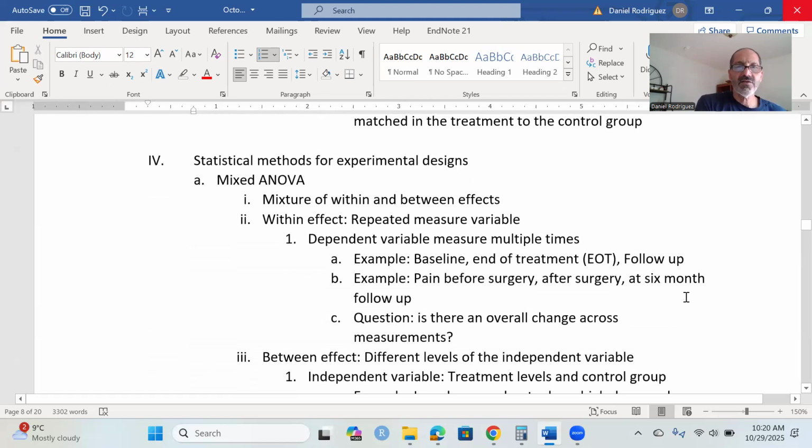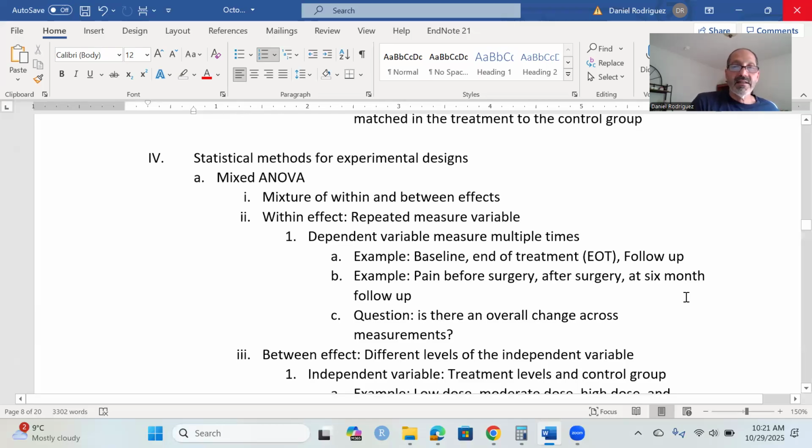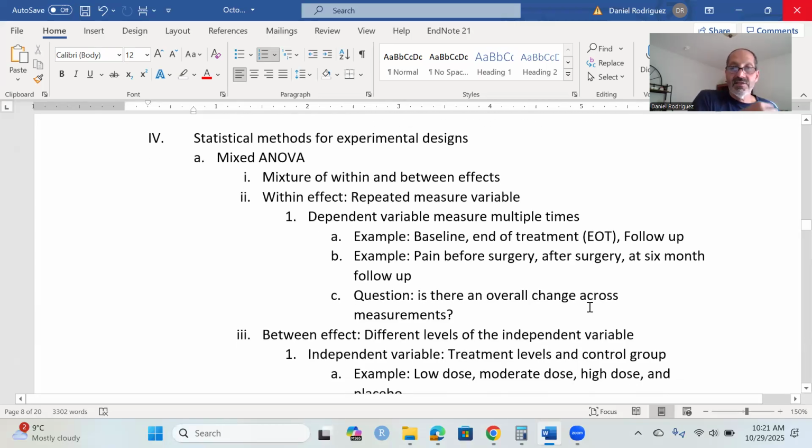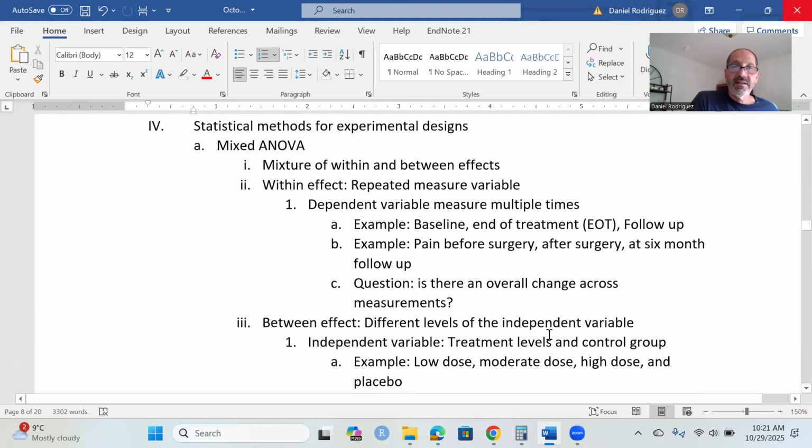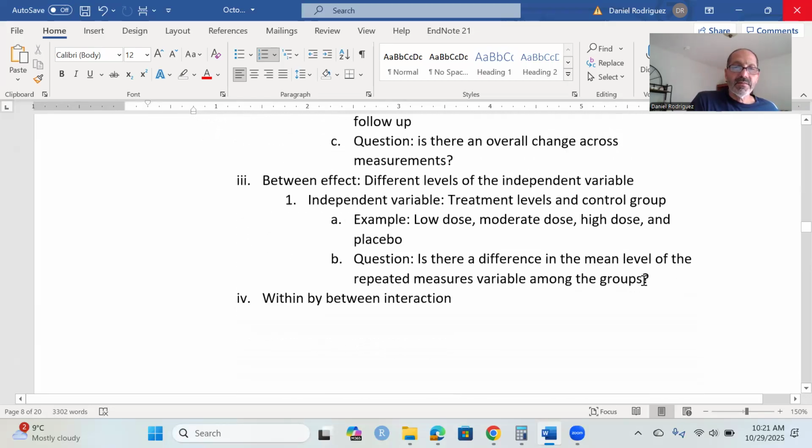Some statistical methods for experimental designs. Ideally, you'd use a mixed ANOVA, or you can have MANOVA if you have more than one dependent variable, but a mixed ANOVA because we have a mixture of repeated measure design, pre to post. And this is thinking about a nice randomized control trial. You have pre to post test, so you have this within effect, which is change within the individual from pre to post test, and then you have some kind of between group effect due to the treatment placement, right? So that's really cool. That's one way I would do it.